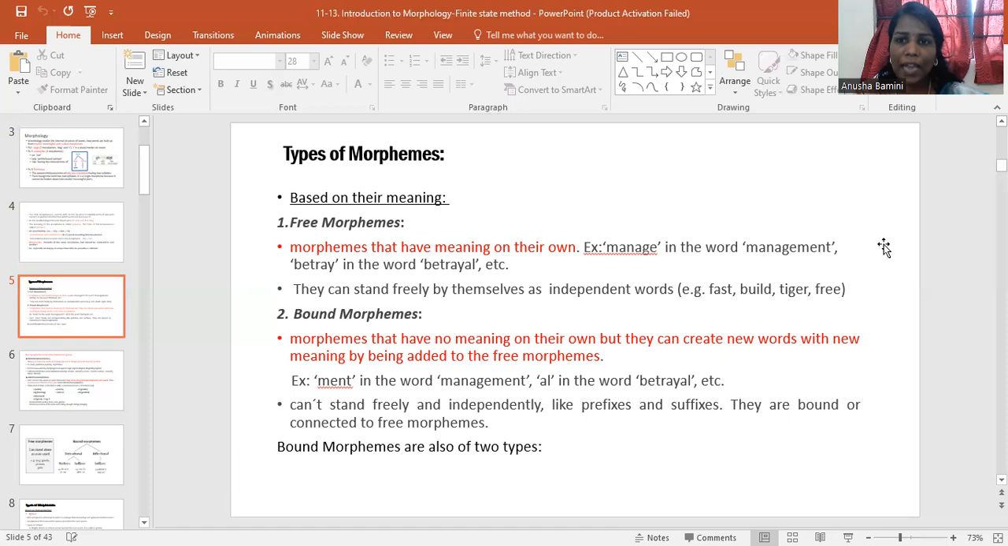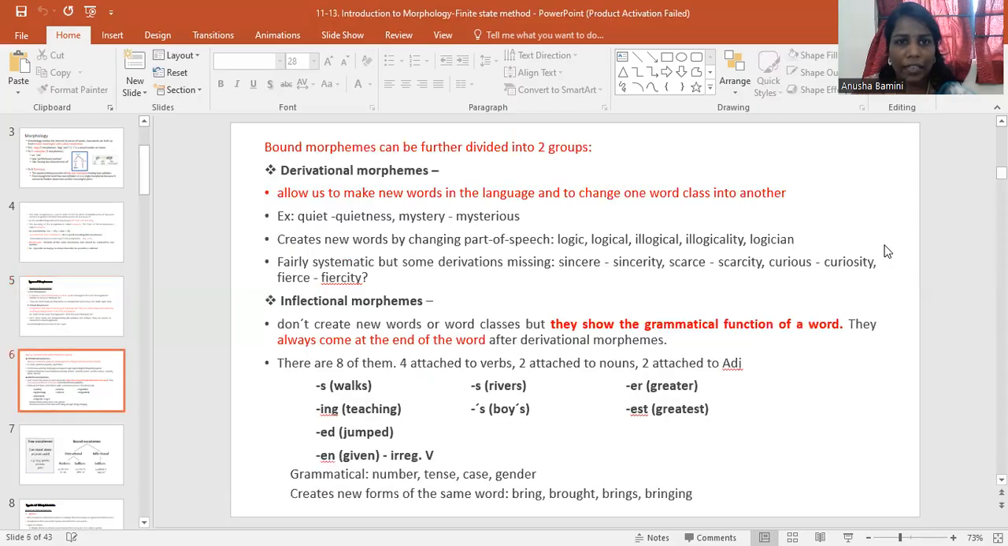Okay, when I add the word manage, it changes into management and has a separate meaning. Such kinds of words are called bound morphemes. I have to add some letters, either a prefix or a suffix, and only then does it have a specific meaning.